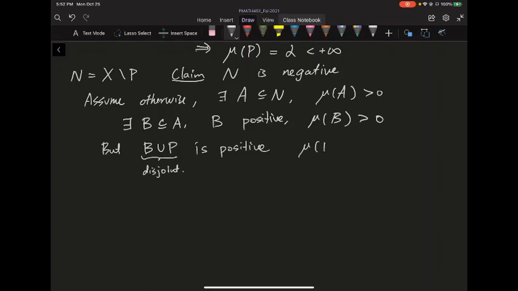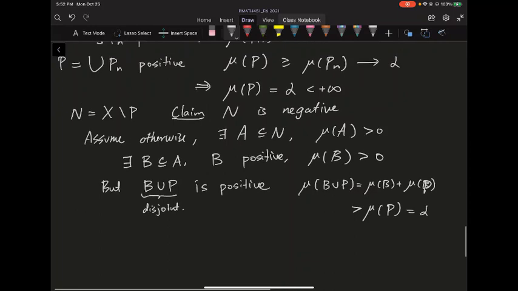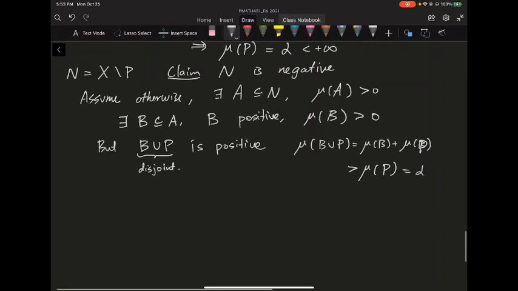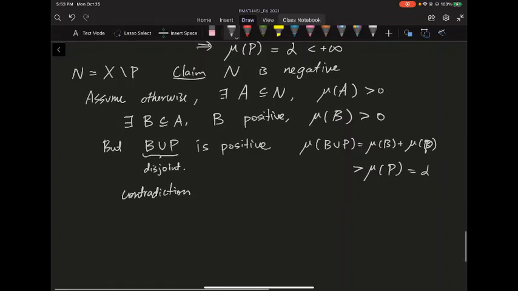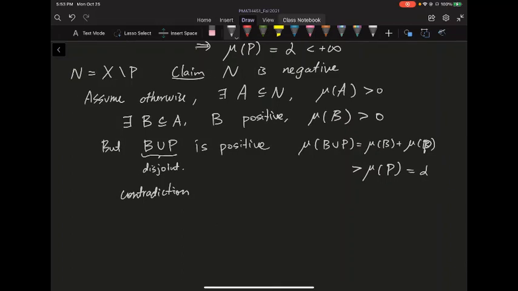So in particular, mu of B union P is just mu of B plus mu of P. Because mu of B is strictly positive, this is strictly greater than mu of P, which, by our choice, is the maximum possible mu of a positive set. So now you have a bigger positive set. That's a contradiction. So now we have proved that N is negative and we found a decomposition. And suppose I have another pair, which let's call P prime and N prime, that satisfies everything.